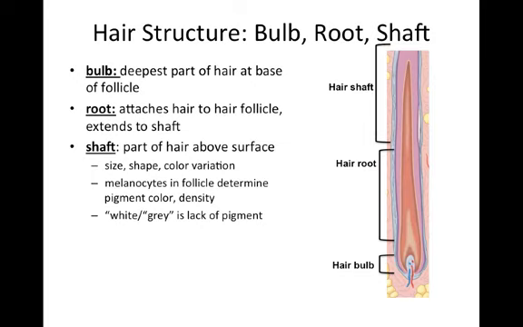The density and type of pigment produced by melanocytes will determine the pigment color. White or gray colored hair is lack of pigment production by the melanocytes, or even sometimes air bubbles within the hair itself.